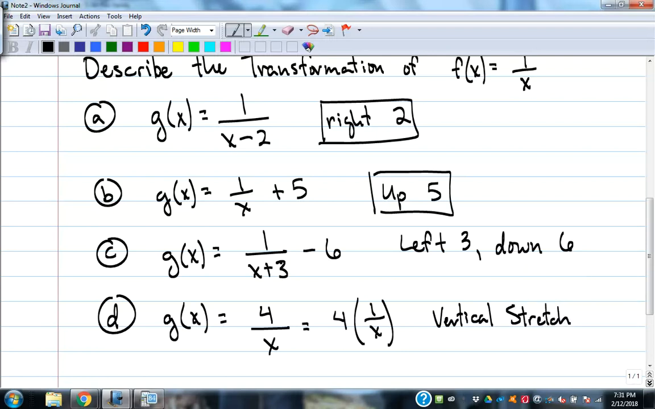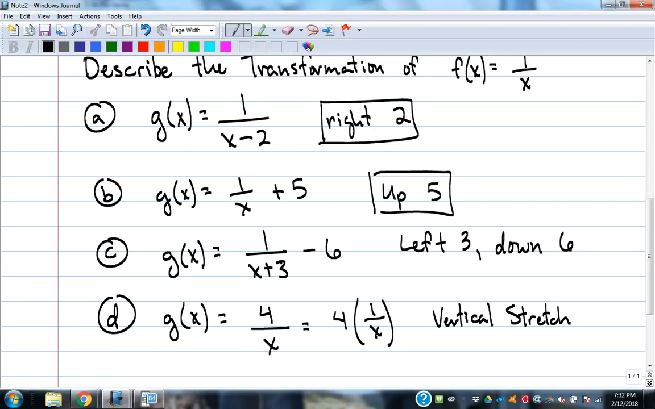If that were a small fraction, like 1/3 or 2/5 or something like that, then it'd be a vertical compression on the outside there. If it were with the x in the denominator, if it's a big number, it's a horizontal compression. If it's a small number, like a small fraction, like it was 1 over 0.25x, then that's a horizontal stretch. It goes the opposite. Big numbers on the outside stretch. Big numbers on the inside compress. Okay? It's the opposite on the inside as to what it is on the outside. So remember those rules out of that.